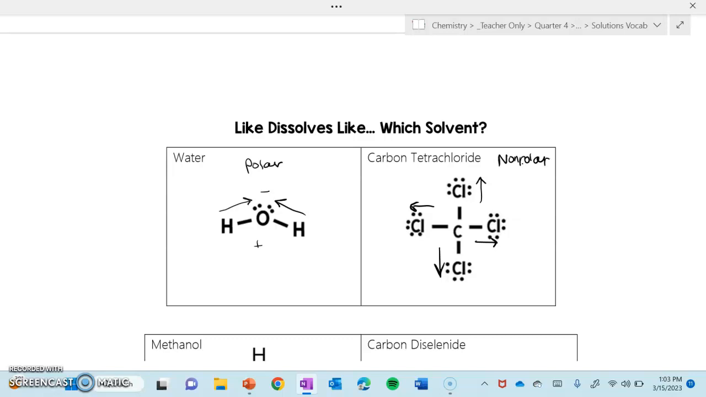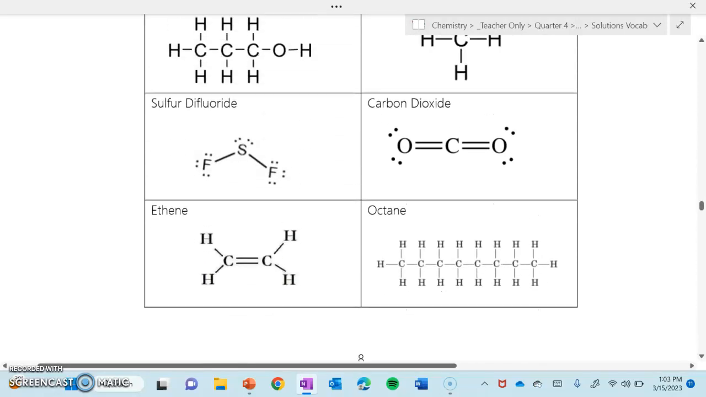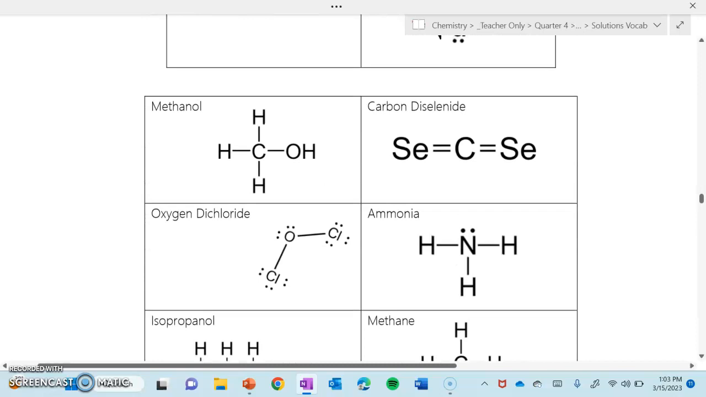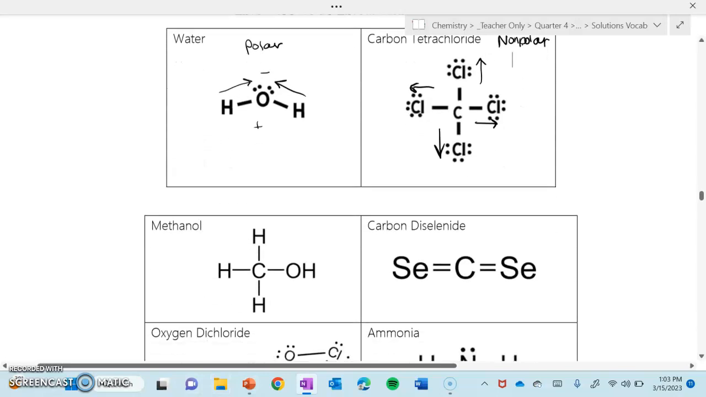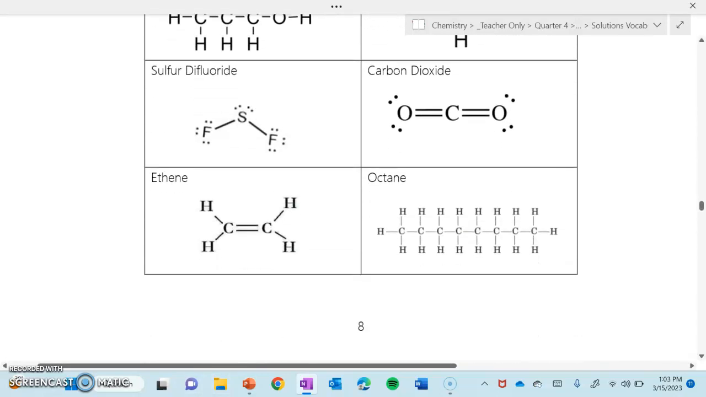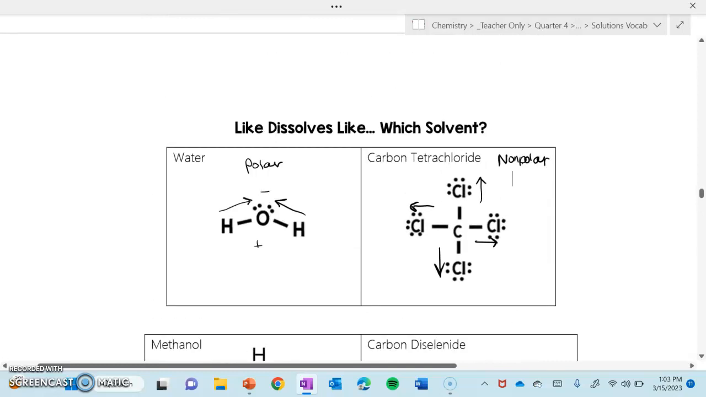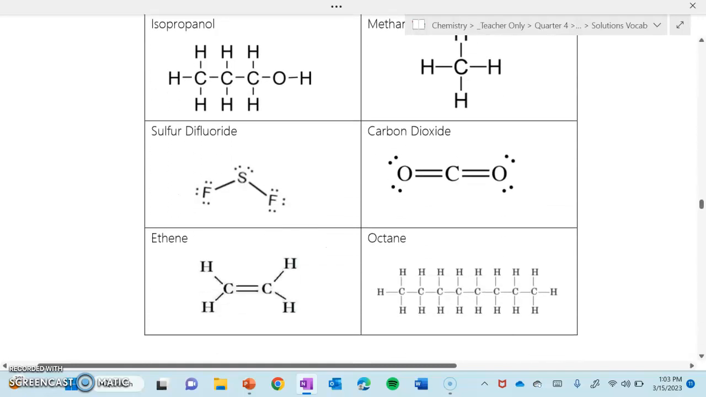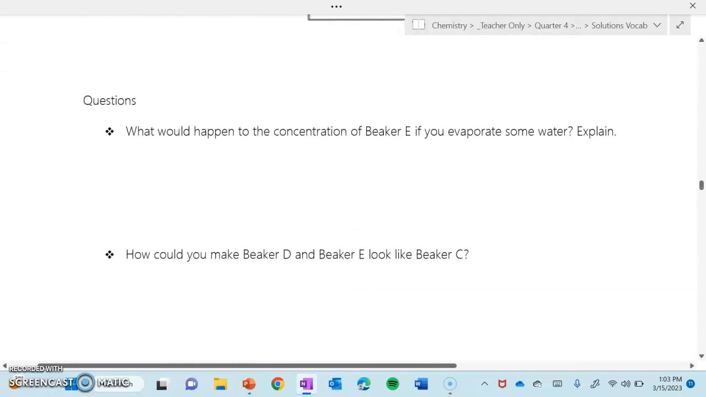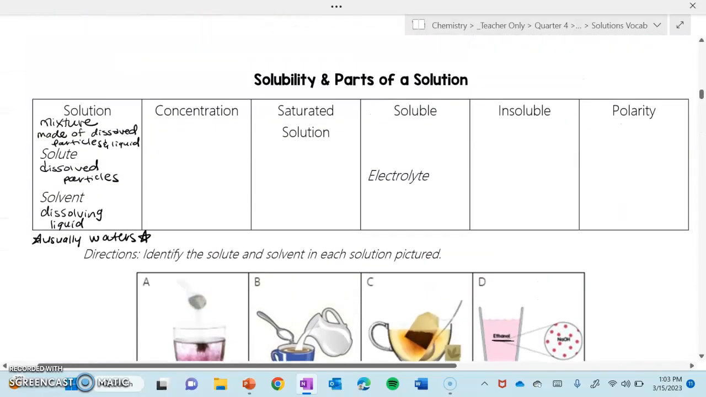So for the exercises on this page, you are identifying the polarity of these 10 solutes and then deciding which solvent they would dissolve best in, water or carbon tetrachloride, based on their polarity. So you'll need to use that idea of bond dipoles and electronegativity to determine which solvent they will best be dissolved in. I noticed there's no directions here, so that's what this page is intended for.